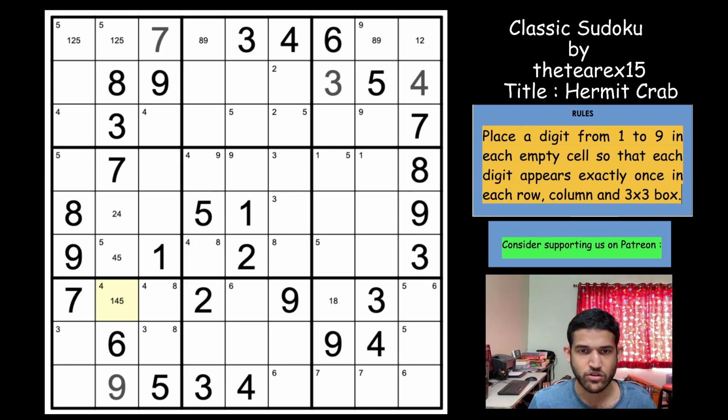Okay, look at row 4 column 6. It can't be 1, 2, 5, 4 or 9, and 7 and 8. So this can only be 3 and 6. Okay, this looks like a really tricky classic.